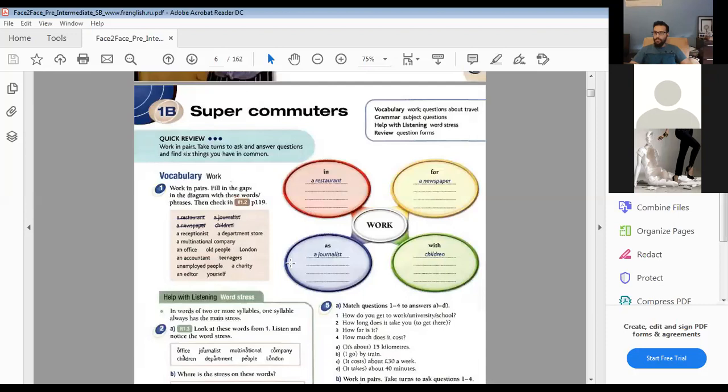So supercommuters, we talked about the meaning of the word commuter. So commuter, do you know what it means? Hind, have you heard of this word, commuter? Computer. Not computer, commuter. Would you please say it again? Commuter. No, commuter. Have you heard of commuter? Yes. No. I didn't.